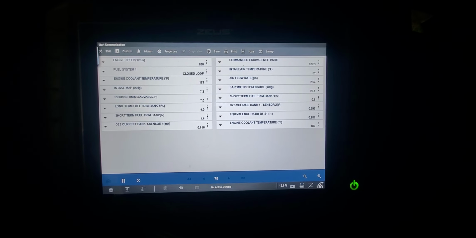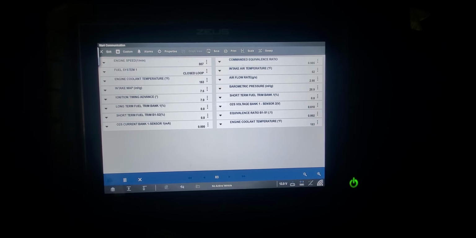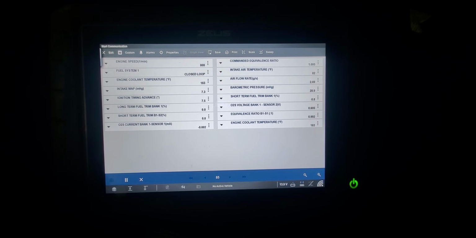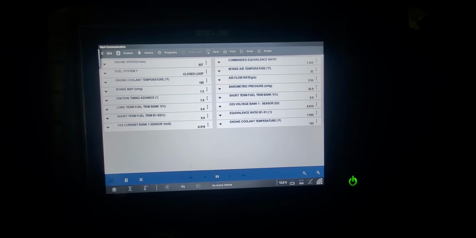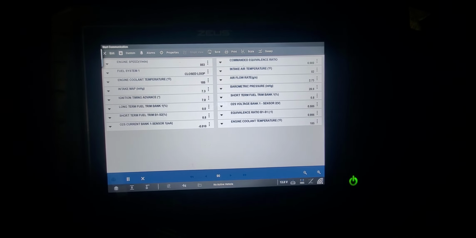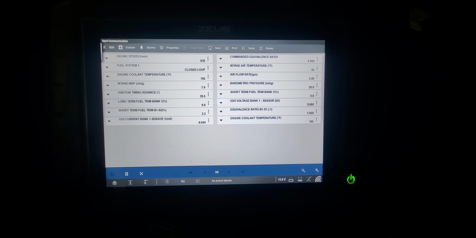2012 Honda Accord. I picked these data PIDs. It's a normal running engine. The reason I'm making this video is in case someone's looking to compare with known good readings. So again, it's a 2012 Honda Accord, 4-cylinder, normal data PIDs, normal running engine. So let's go with the different RPM.